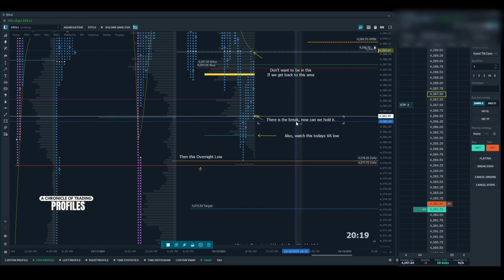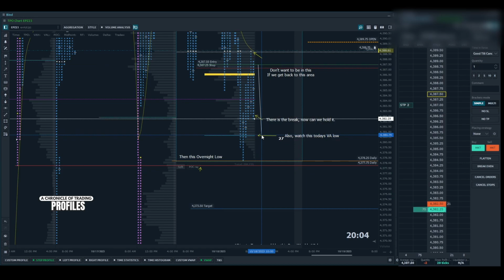You see how even after the break, it's not very aggressive. It's just kind of barely making it. And at this point, I'm expecting it almost to come back into that C area. It does push a little bit lower here.